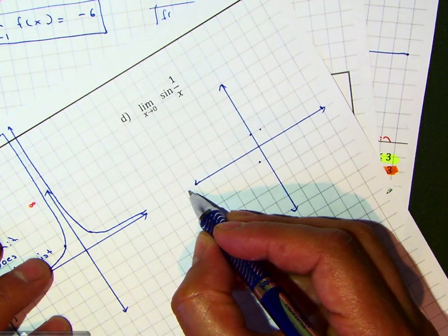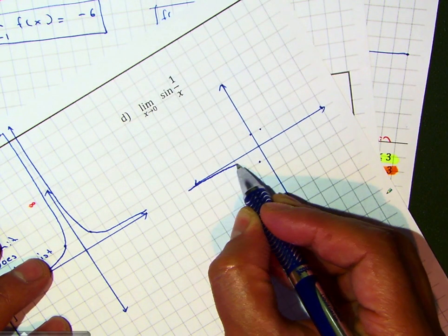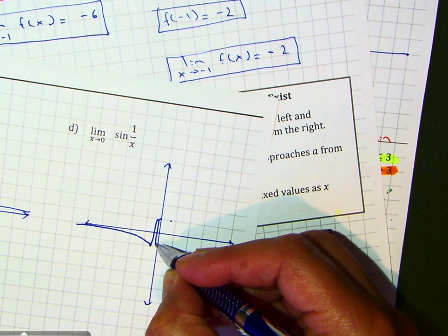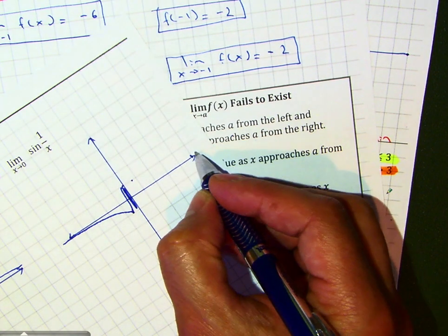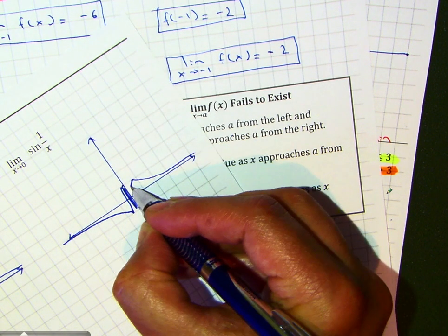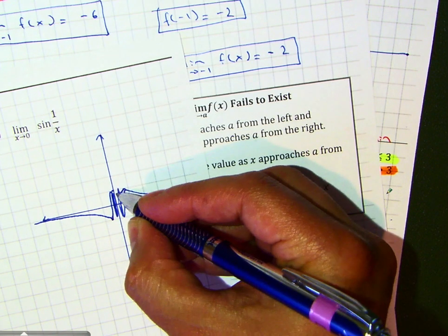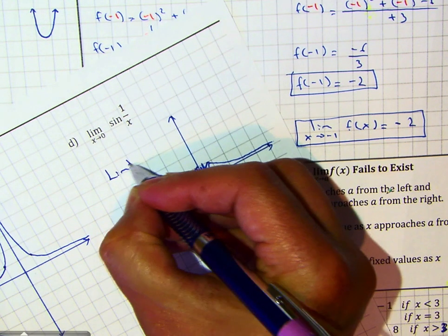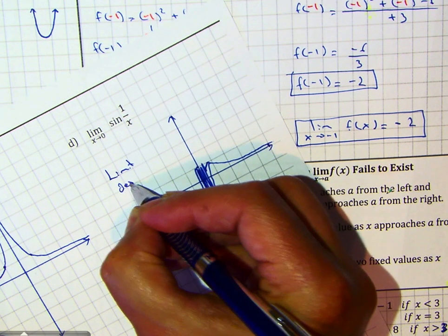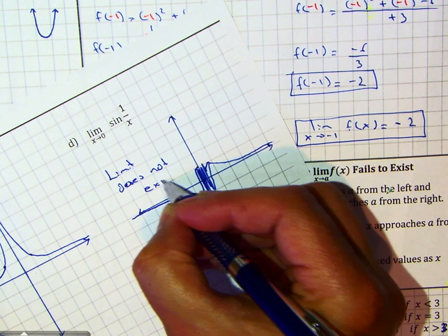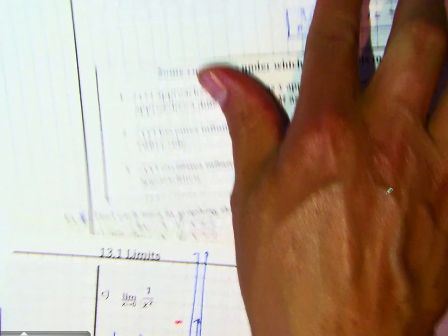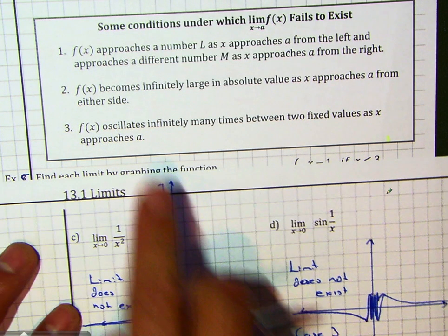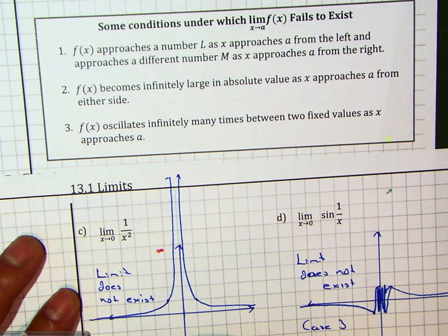So this graph comes from here. It comes down, and then it starts to go up and down, up and down. And on this side, it comes the same way. So there's no such limit. The limit does not exist. So in this case, this will be case 3. And this will be case 2.